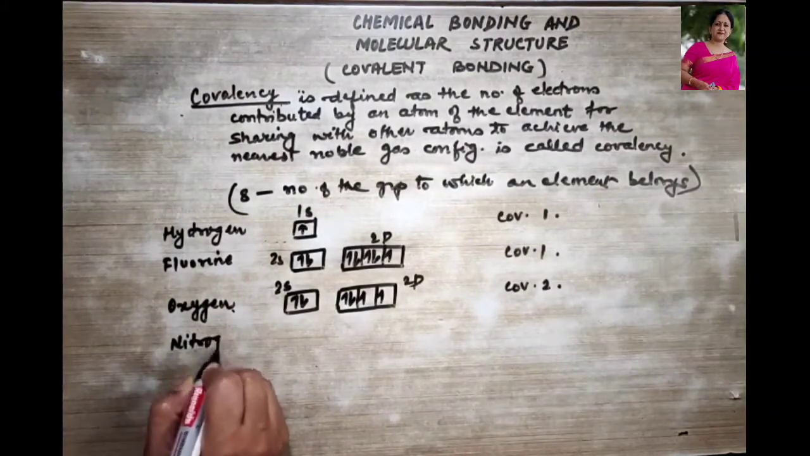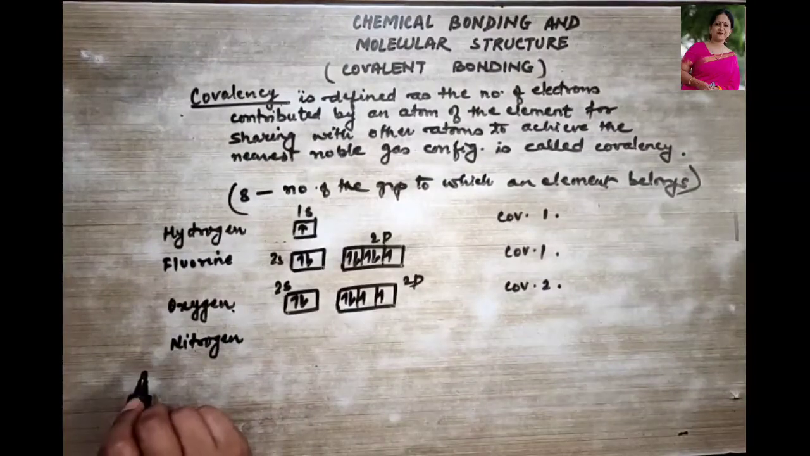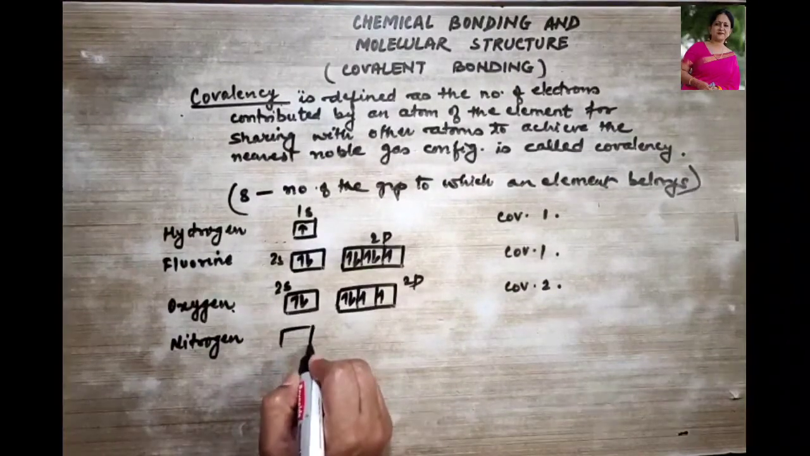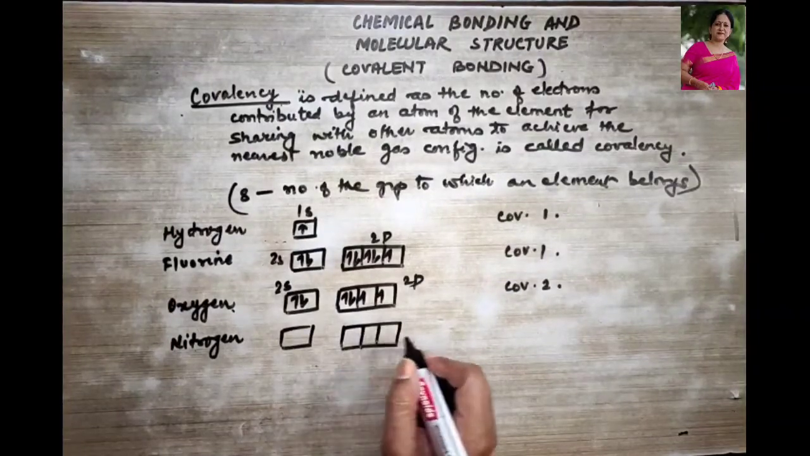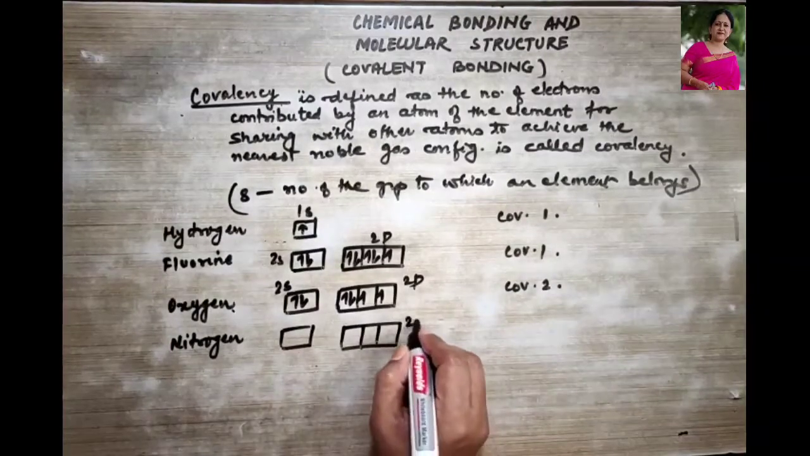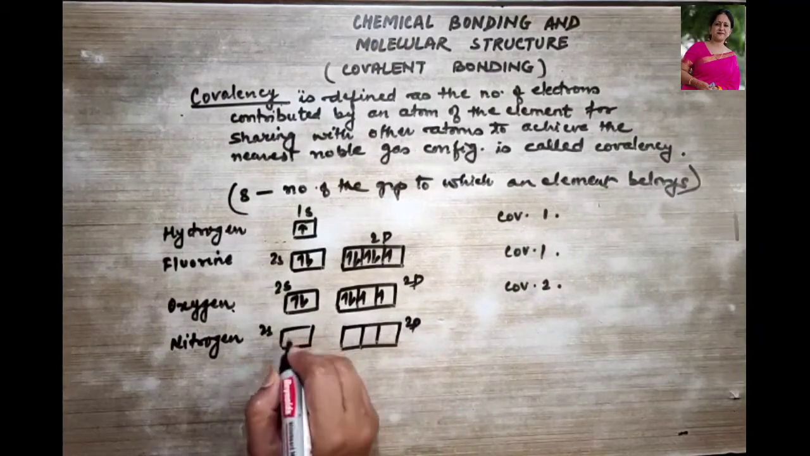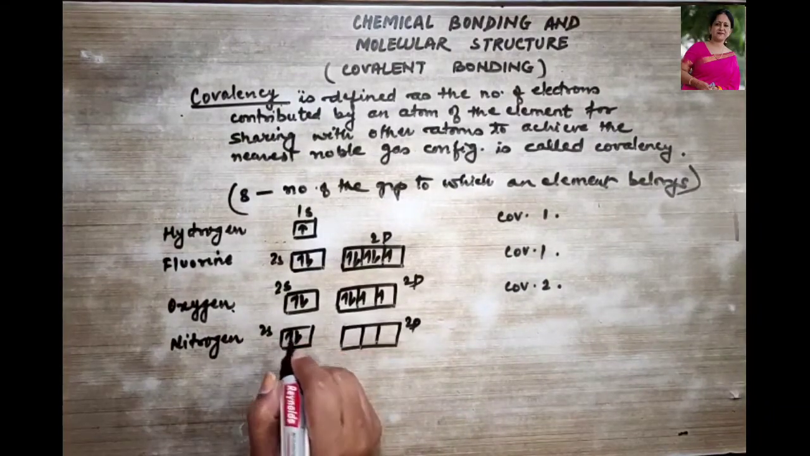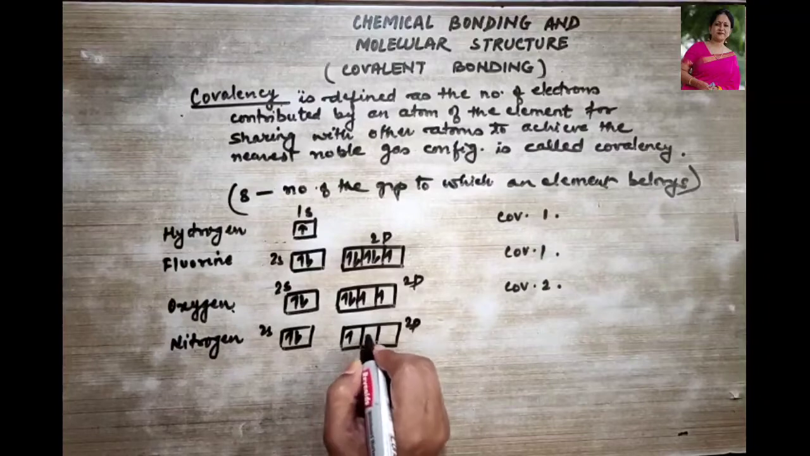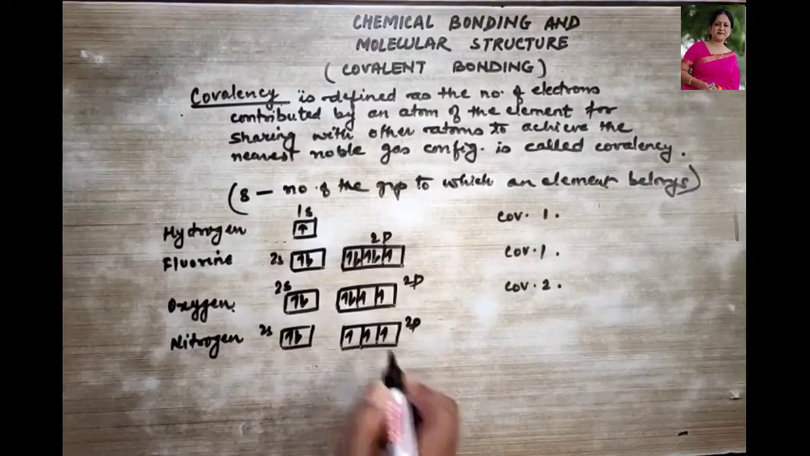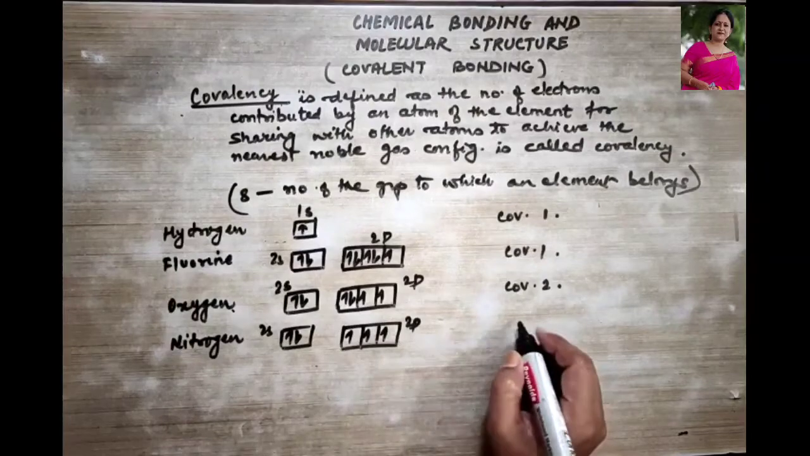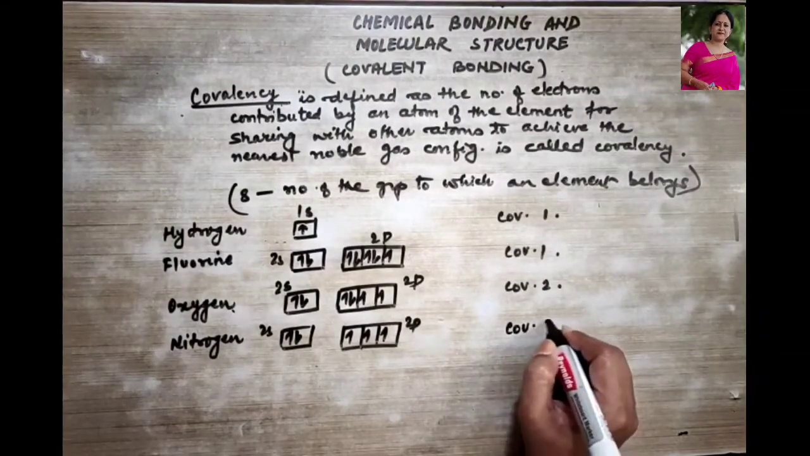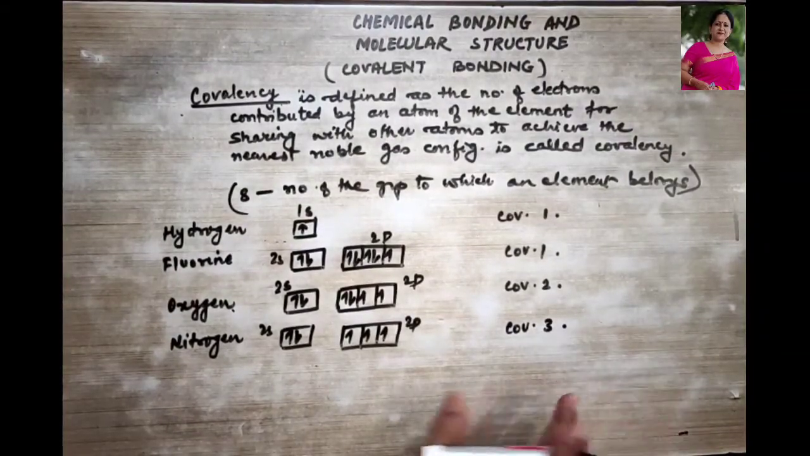Let's talk about nitrogen also. Over here what are we going to see? This is 2p and this is 2s. 2s2, 2p3. 1, 2 and 3. Here 3 unpaired p orbitals are there. So over here the covalency of nitrogen will be 3.